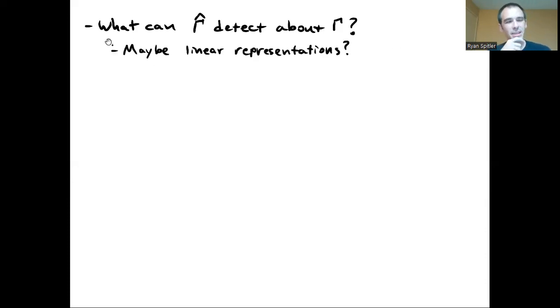From the title of my talk, you might think maybe there's something about linear representations that can be detected by the profinite completion, and we'll see some answers to that in the actual talk.